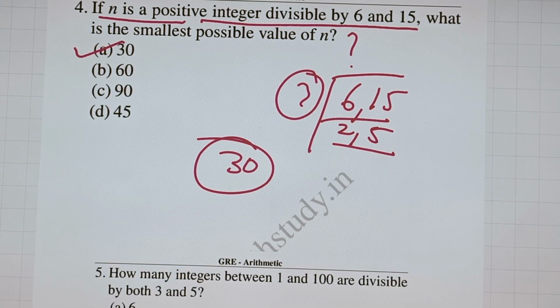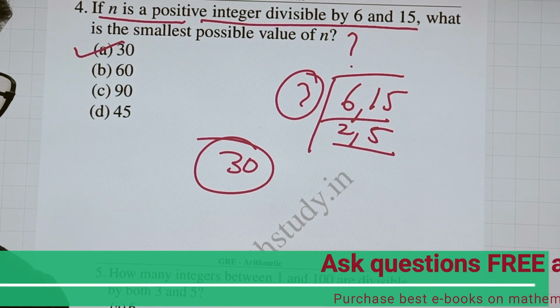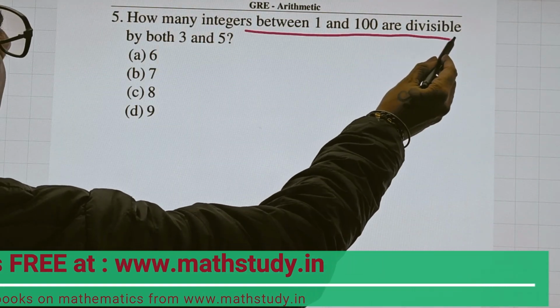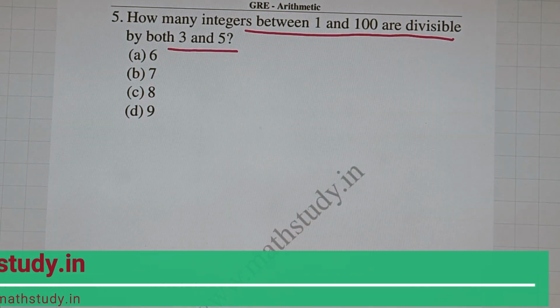So option number A is correct. Now let's move towards our next question. It states: how many integers between 1 and 100 are divisible by both 3 and 5?